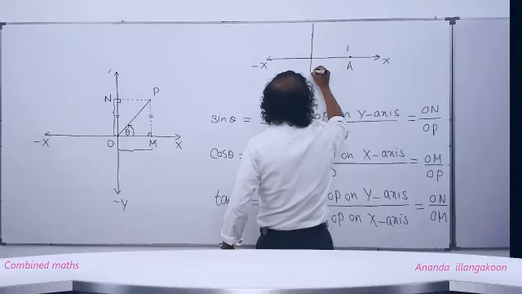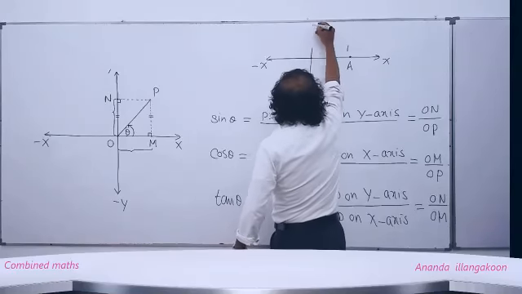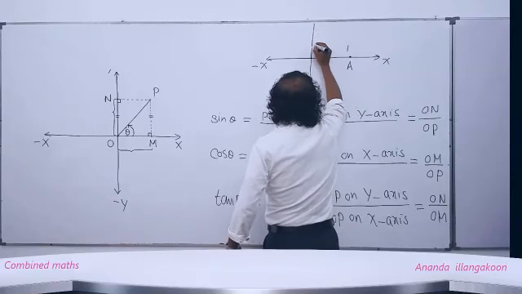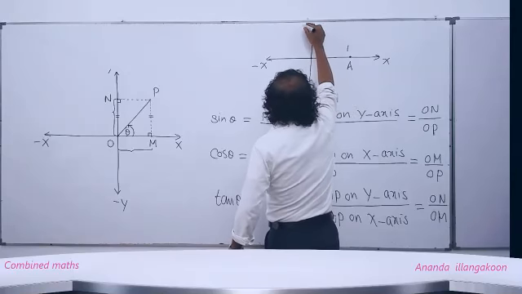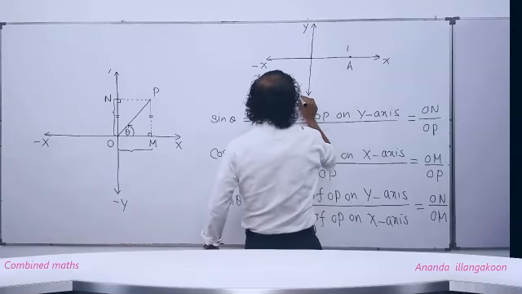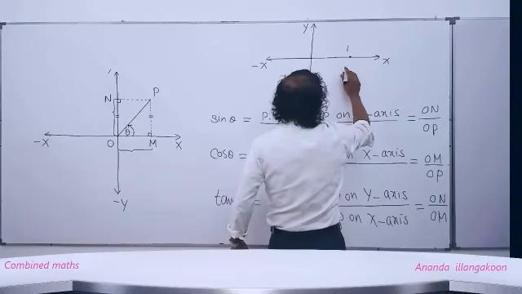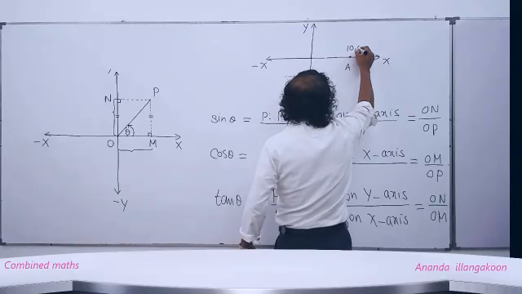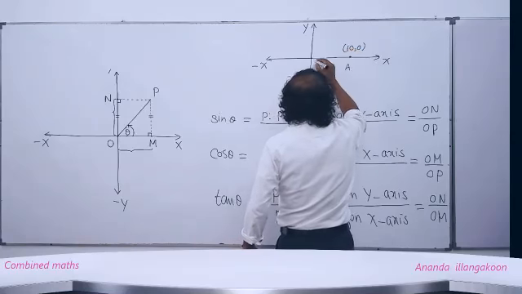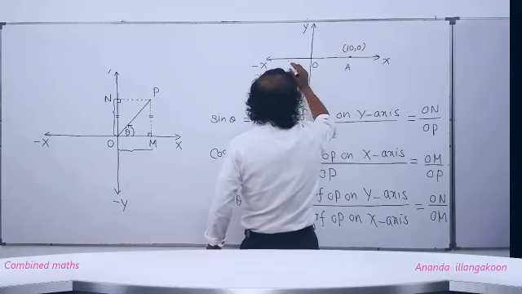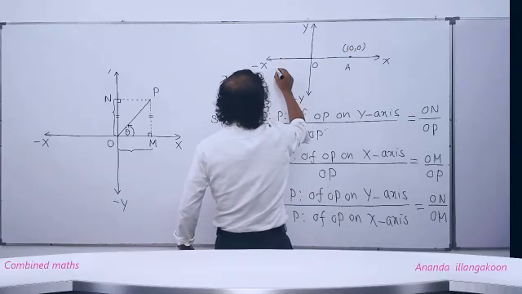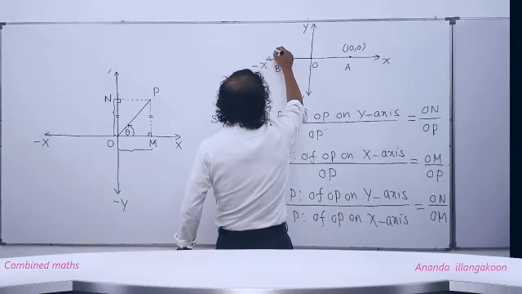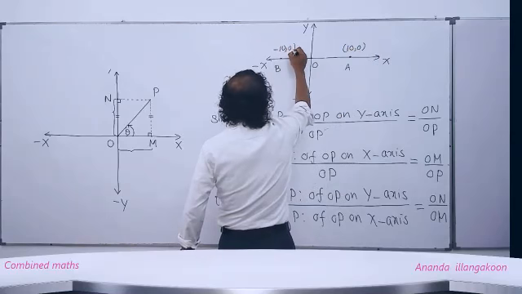We take the y-axis also in this way, right? This is the minus y-axis. If I take this point A coordinate as (10, 0), this is the origin. Suppose here this is the point B, here (-10, 0).